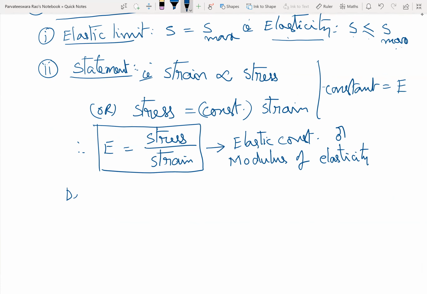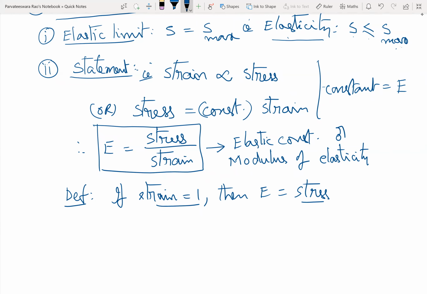So how to define this? If strain produced in a body is 1, then E is equal to stress. So the stress impressed in a body per unit strain produced in it is called the elastic constant or elastic modulus. Please write the formula first.